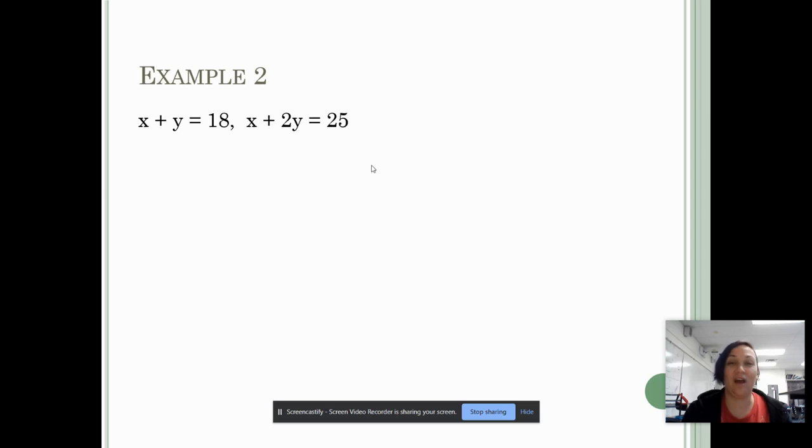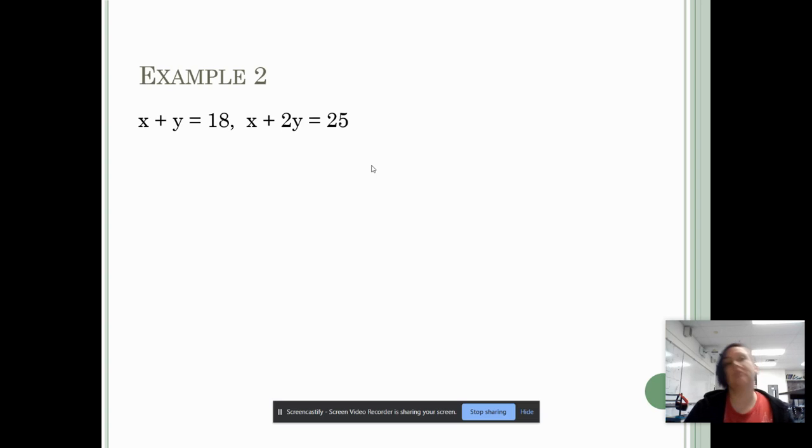In this example, I have my two equations and they're both in standard form. X plus y equals 18 and x plus 2y equals 25. Now, none of my variables right now are ready to eliminate, and I can really tell that because there's no negative signs anywhere in this problem.